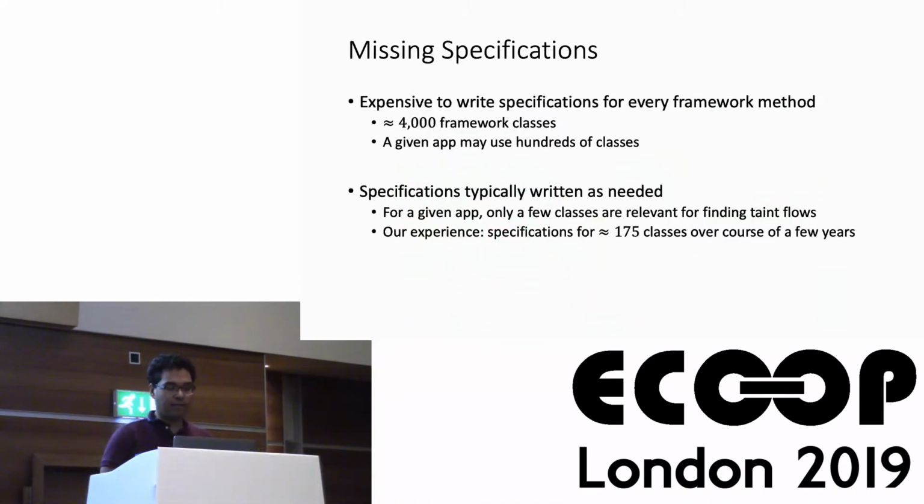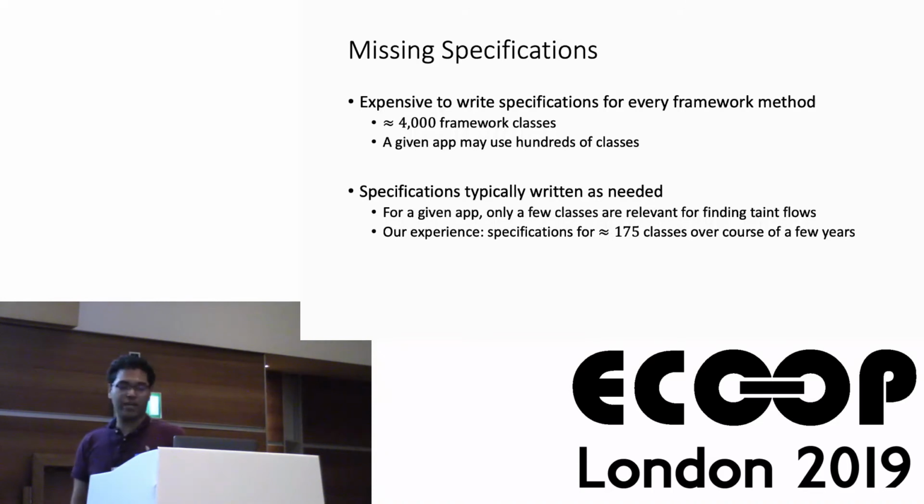The problem, as I mentioned earlier, is that there are often missing specifications. The reason is simply that it's really expensive to write specifications for the entire Android framework. There are more than 4,000 Android framework classes. A given app may use hundreds of these classes, and the framework is evolving over time. So even if you did sit down and write specifications for every method, you would still have to update them every year when Google updates the Android API.